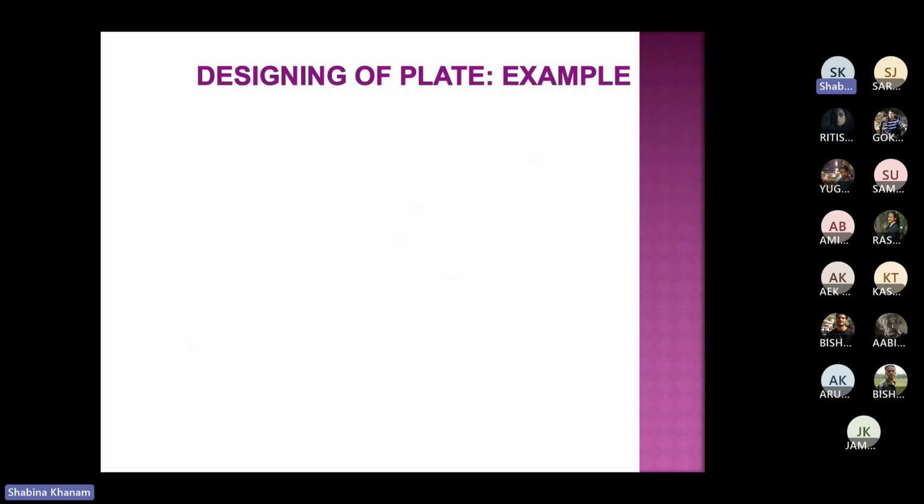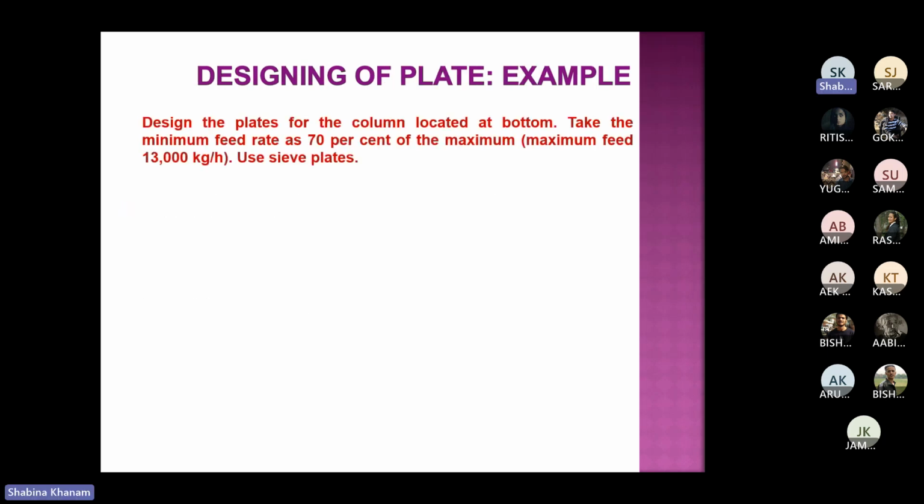Now we have one example for design of plate, and whatever method we have discussed, that method is for sieve plate. It is not for other plates. So let's see the example, and this example I have directly taken from the book Richardson Coulson volume 6.